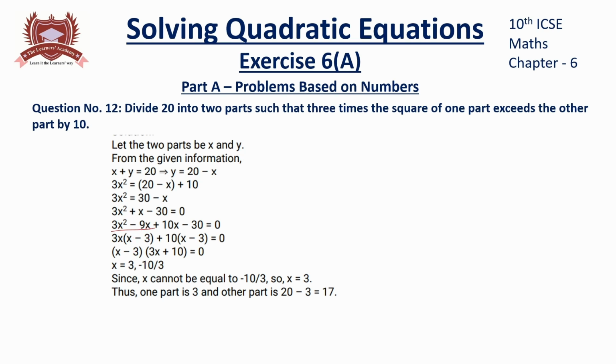Again we are talking about positive numbers. We have to divide 20 into two parts. And it's a number that is divided into two parts, so it can't be a negative number, so we skip it. So we have x is equal to 3 and the other part would be 17. So the two parts would be 3 and 17. So quickly make a note of this.